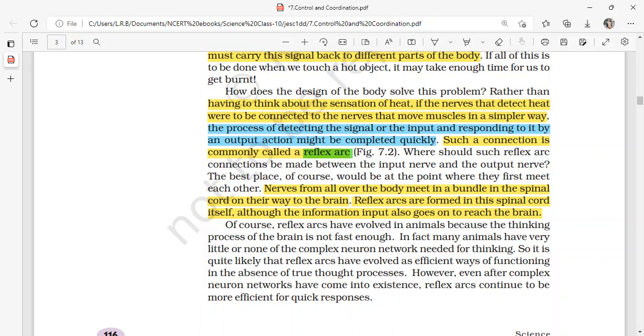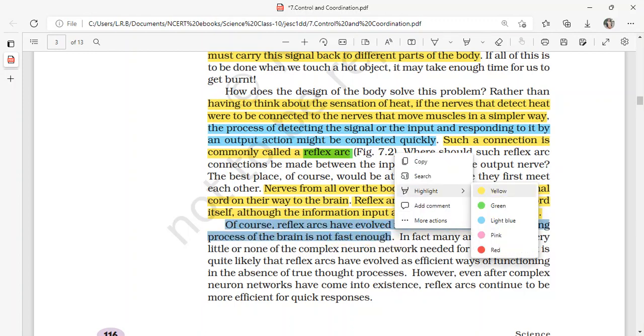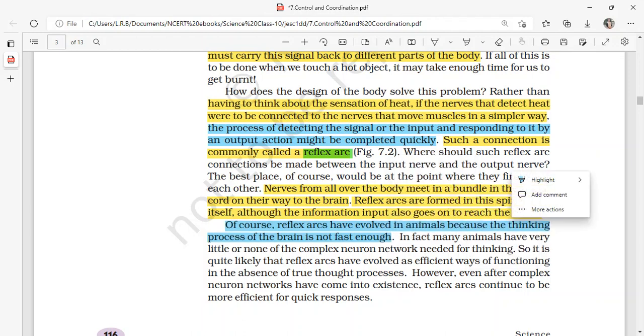Of course, reflex arcs have evolved in animals because the thinking process of the brain is not fast enough. We think we are thinking so fast, but reflex arcs are required for us because we are not thinking as fast as the body needs to think. Still, there is a disadvantage with our thinking process then. So this is a fun fact to know, isn't it?